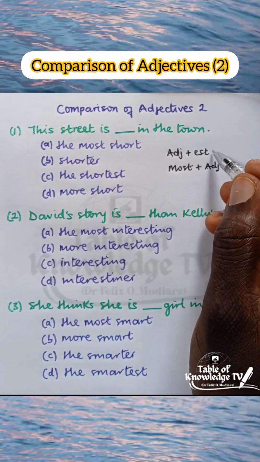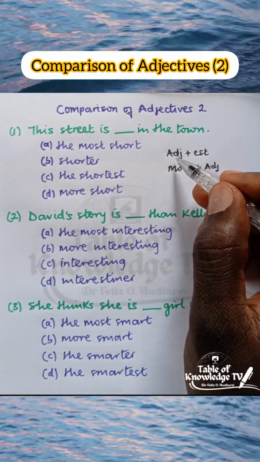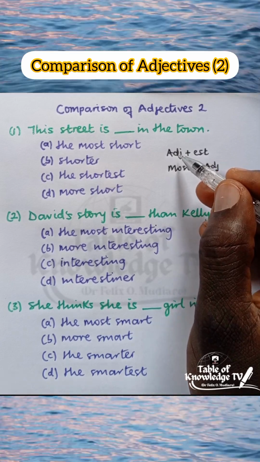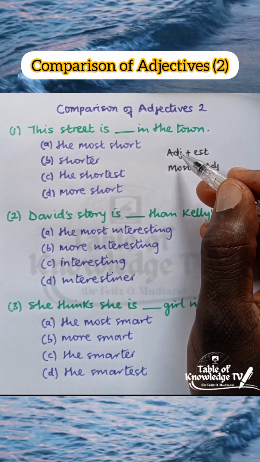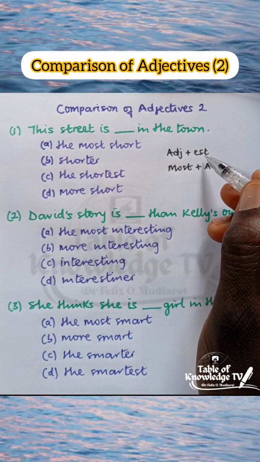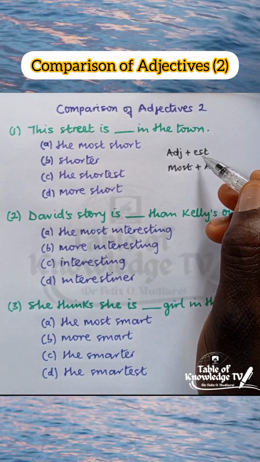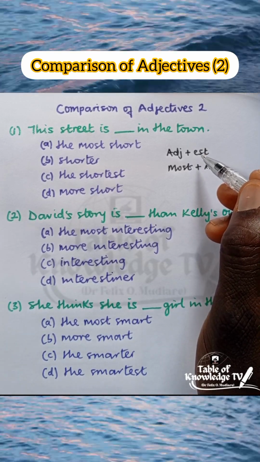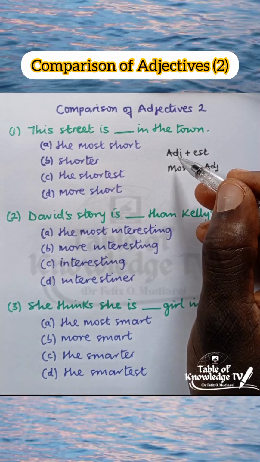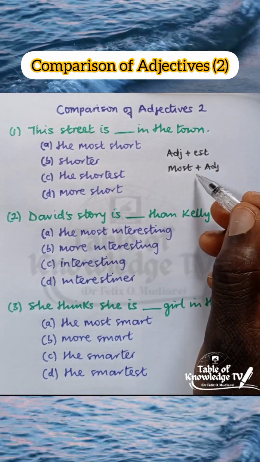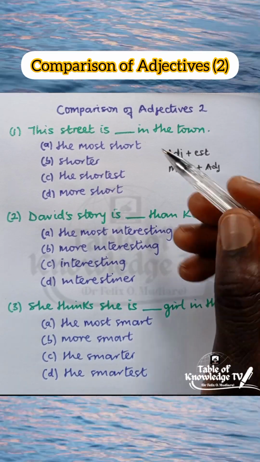Now, we use the first one if the adjective word is just one syllable or such that by the time you add est, the word is not more than 2 syllables. But if the adjective is more than 1 syllable, we use the second formula, most plus adjective.